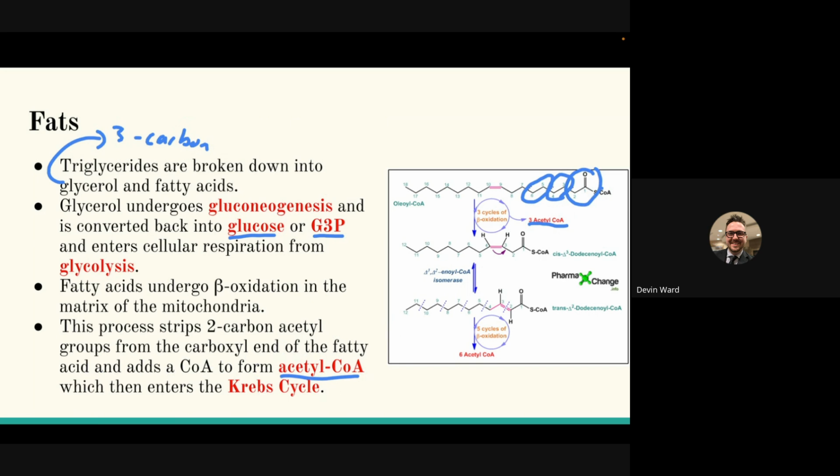Now we get a lot of acetyl-CoA from each of these fatty acids, and there are 3 fatty acids. We don't have to worry about this so much. It's just specifically how it's breaking down a double bond in an unsaturated fatty acid. So that's the process. It breaks down in 2-carbon intervals to make acetyl-CoA each time.